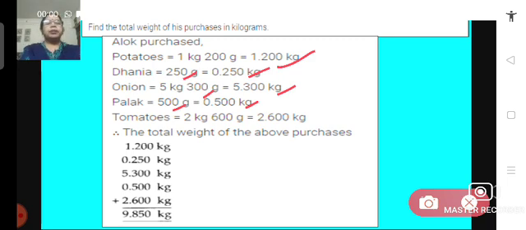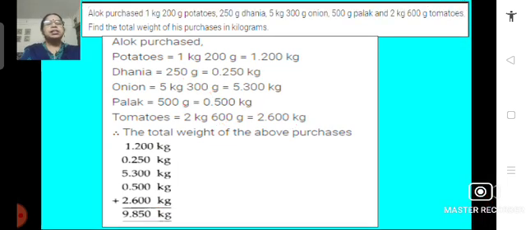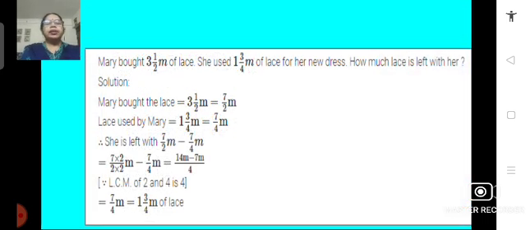And what is the weight of tomatoes? It is 2 kg 600 grams, that means 2.600 kilograms. Now what will be the total weight of his purchases? We will arrange the weight of the different vegetables in columns and add them. When we add them, what do we get? We get total weight as 9.850 kilograms. So the total weight of vegetables is 9.850 kilograms. Moving on to the next problem.